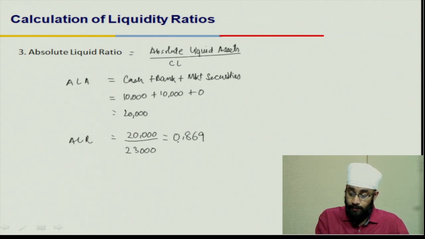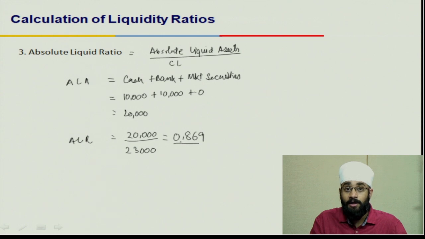Now, in this case, 0.869 means that if we were to pay off our current liabilities immediately, only 86% of those current liabilities can be paid off using the immediate cash that we have. For the remaining, those creditors will have to wait for some time before we can convert the rest of our current assets into cash.